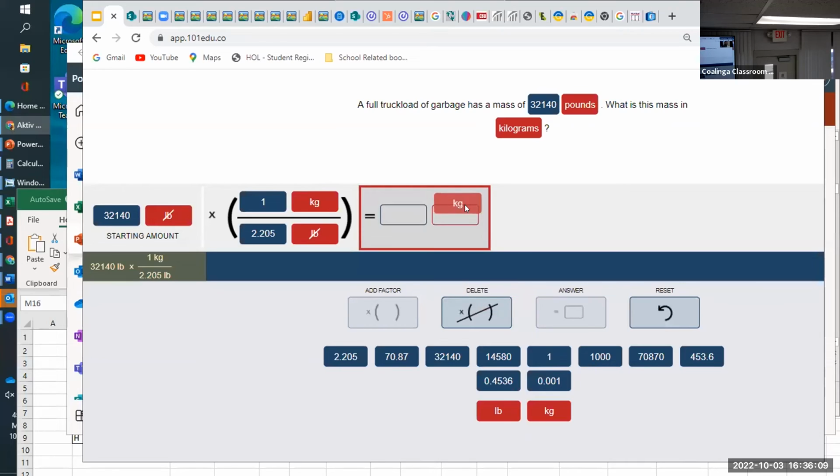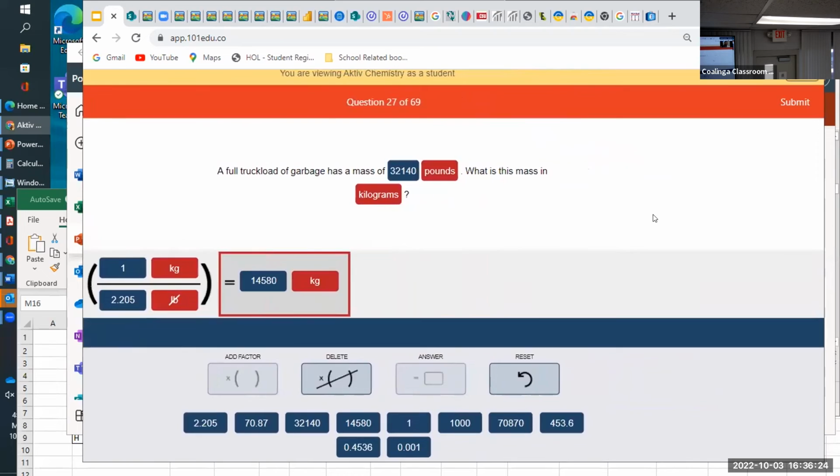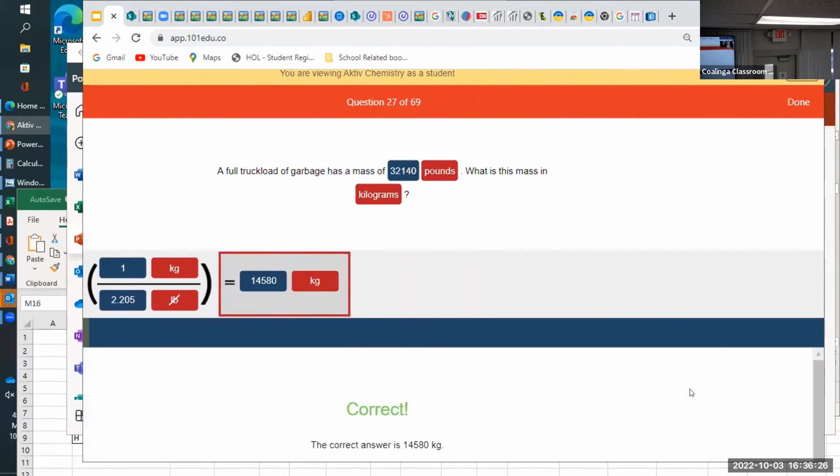With kilograms. They were clapping, so that's a good thing. Okay, so just divide that, the top by the bottom. I'm going to guess it's probably going to be this. That looks about right, yeah.